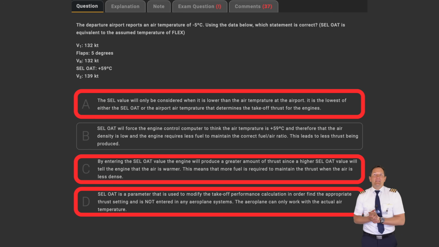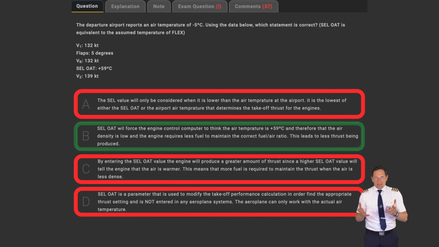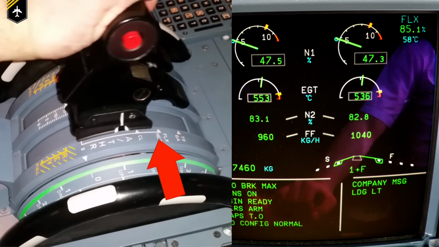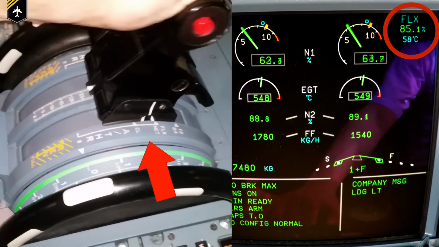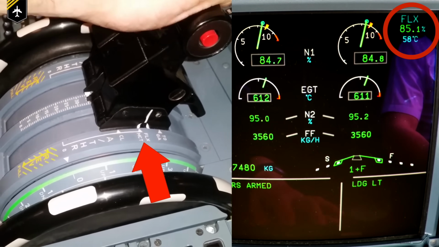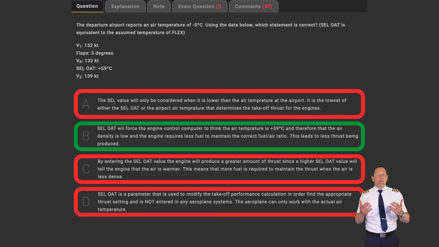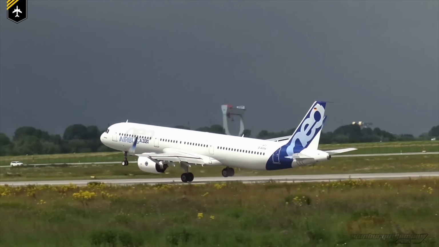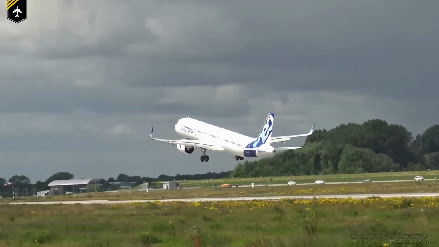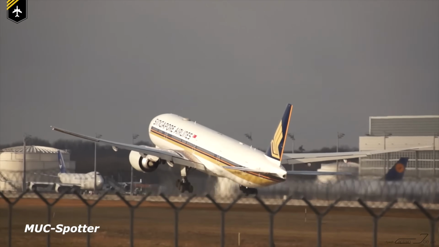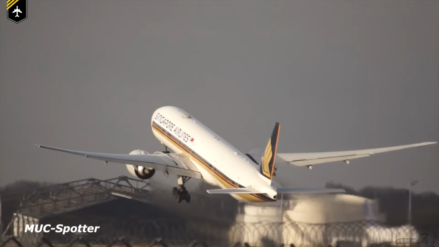Last but not least, answer B is correct, because yes, by pretending that the outside air temperature is much higher than the actual one, the engine control computer thinks it is warmer, hence less air density, therefore it reduces the fuel to air ratio and outputs a lower thrust setting. A little side note, in Airbus planes it's flex temperature, and in Boeing planes it's derated thrust and assumed temperature.